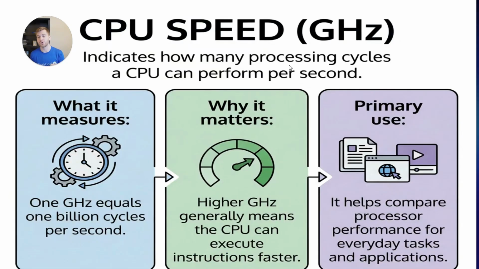Next up is our CPU speed, and this indicates how many processing cycles our CPU, or central processing unit, can perform every second. So 1 gigahertz is equal to 1 billion cycles per second. The more gigahertz speed that your CPU can operate at generally means that the faster your CPU is going to be, and generally your system as well. In terms of primary use, it helps compare processors, and it just helps you understand how your CPU or your processor is actually going to perform in the real world.